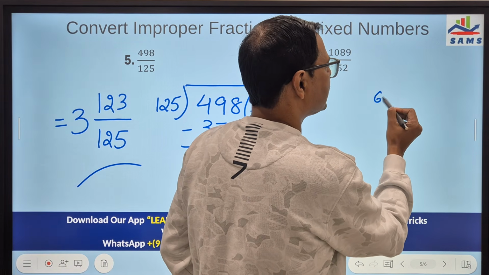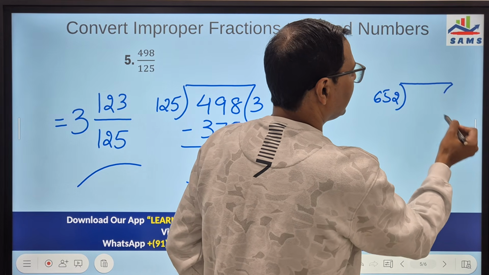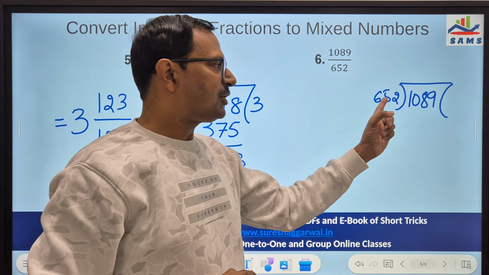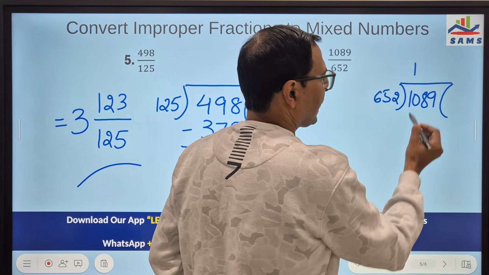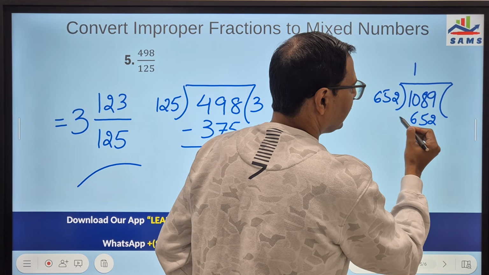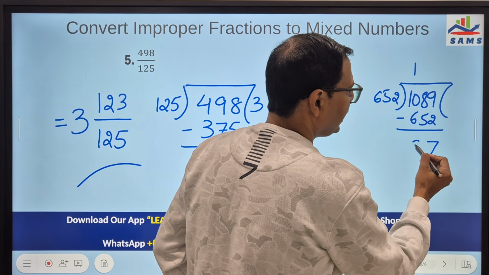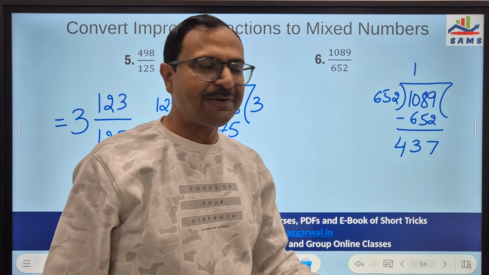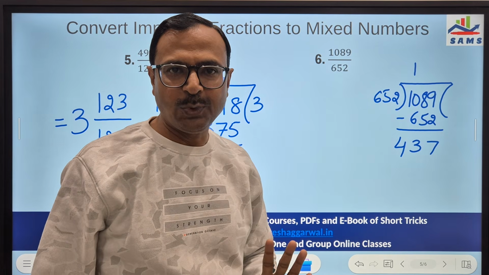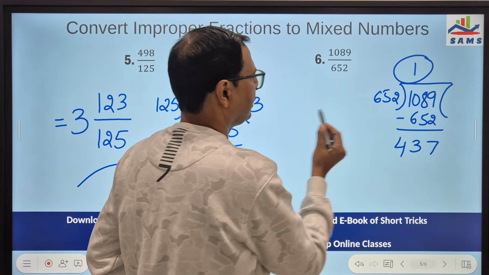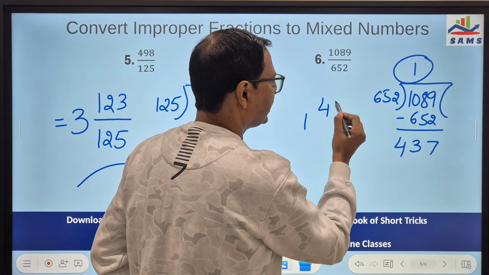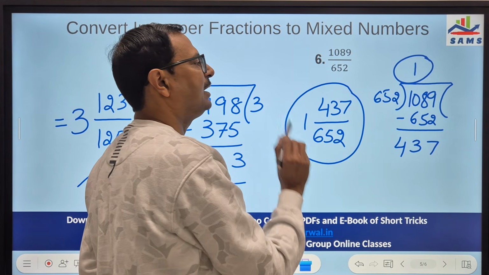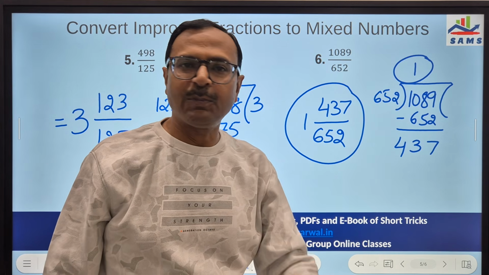Likewise 1089 by 652. So 652 is the divisor, 1089 is the dividend. I can't do 2 times because 600 2 times is 1200. So I have to do 1 time, 652 only. So if you subtract, you get 7, you get 3, and 10 minus 6 is 4. Now see, 437. You can't divide that further because 437 is smaller than 652, and therefore you have to write quotient 1, remainder 437 and divisor 652, which gives you the mixed number representation of this big improper fraction.